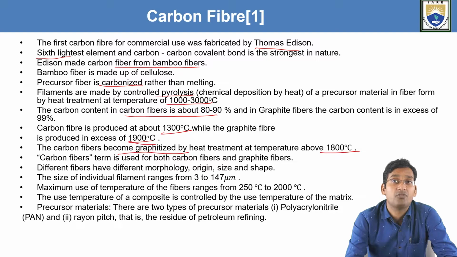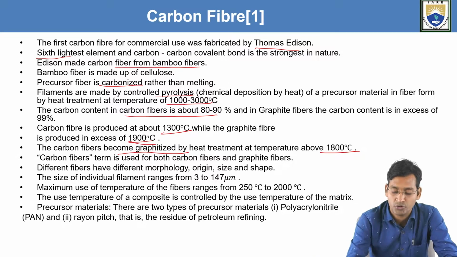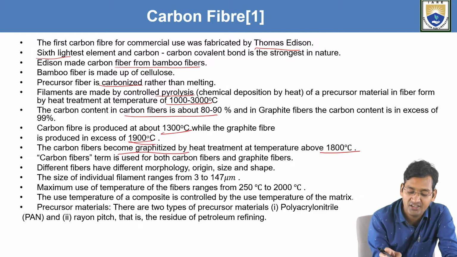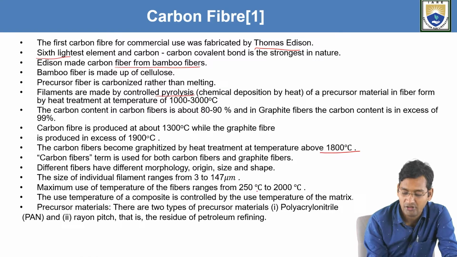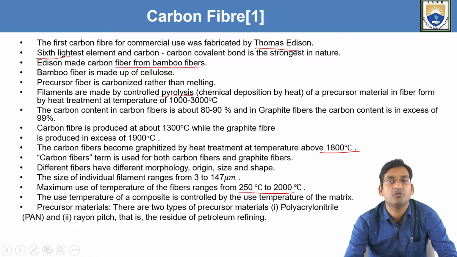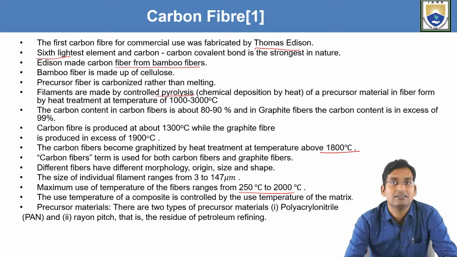Different fibers have different morphology, origin, size and shape depending upon how their growth occurs. The size of an individual filament ranges from 3 to 147 micrometers. The maximum use temperature of the fiber ranges from 250 degrees Celsius to 2000 degrees Celsius. That's why, just see here, at 1900 degrees Celsius it's getting graphitized. So for getting the fiber, we can heat from 250 to 2000 degrees Celsius. The use temperature of a composite is controlled by the use temperature of the matrix, right?